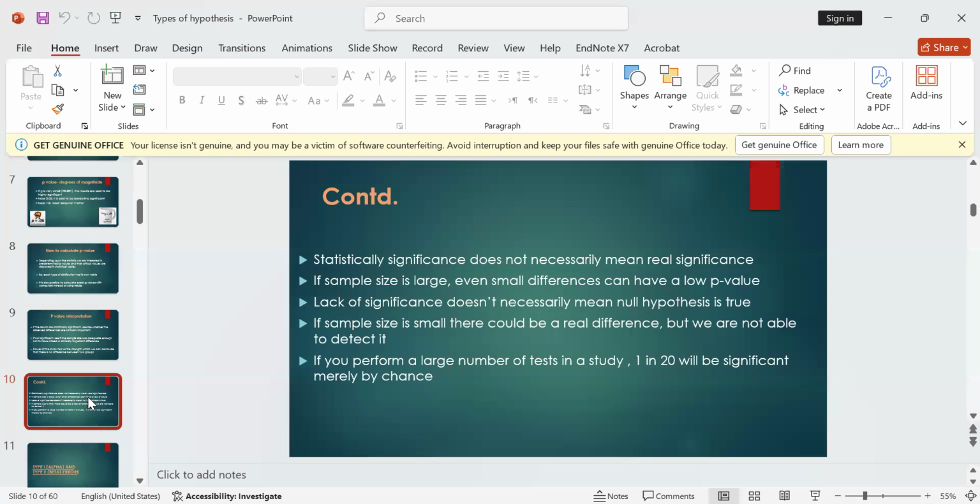Statistical significance does not necessarily mean real significance. If sample size is large, even small differences can have a low p-value. Lack of significance does not necessarily mean the null hypothesis is true. If sample size is small, there could be a real difference, but we are not able to detect it. If you perform a large number of tests in a study, 1 in 20 will be significant merely by chance.